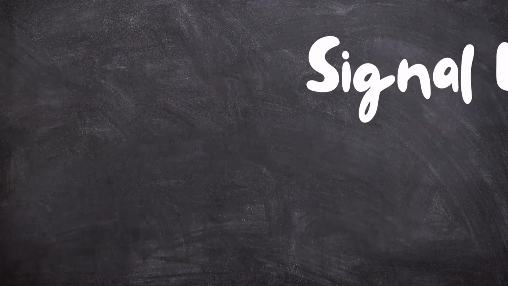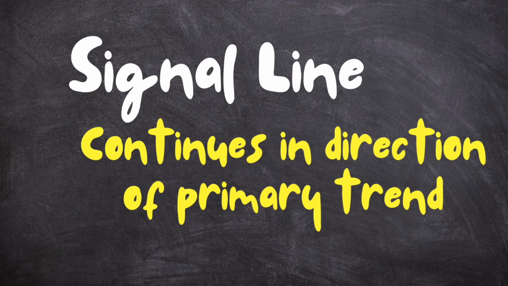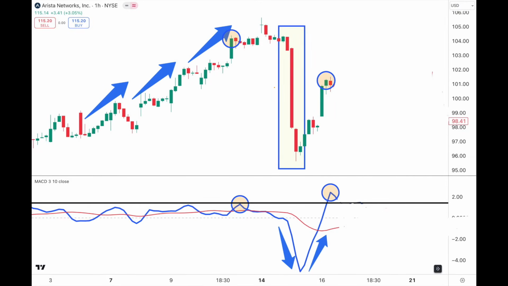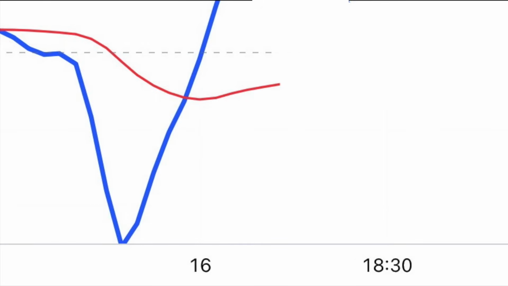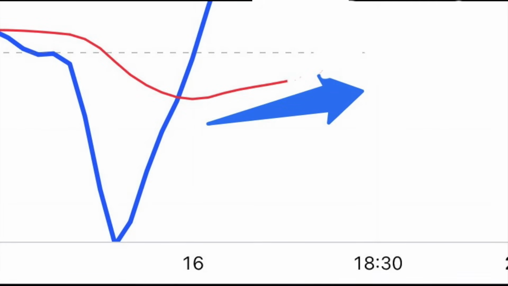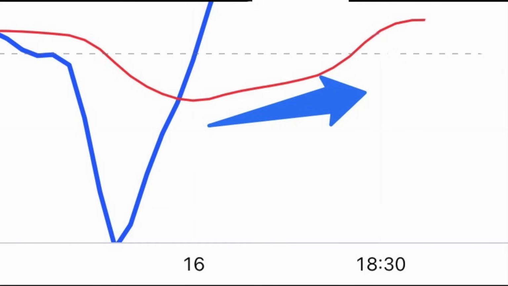As the oscillator line moves higher, the signal line will start sloping upwards as well, confirming the buildup of a bullish momentum. The upward slope of the signal line is an additional confirmation that the trend is resuming in the bullish direction. Why does it matter? This upward slope aligns with the oscillator line's higher high, giving us more confidence in the validity of this setup.